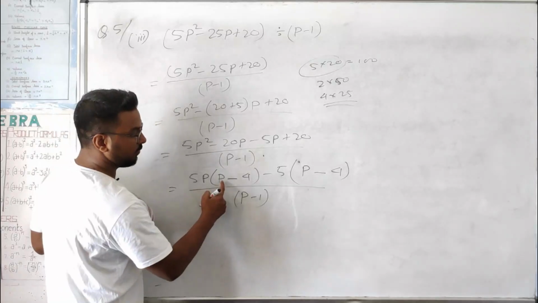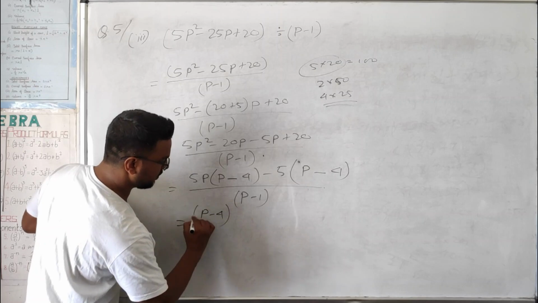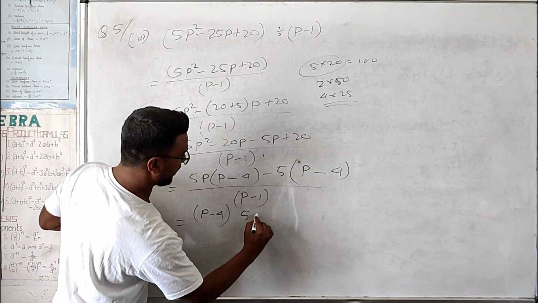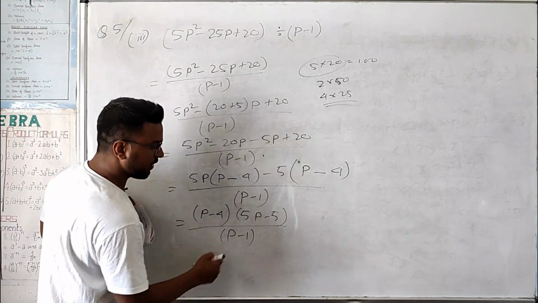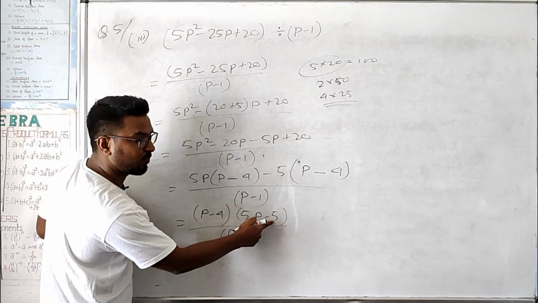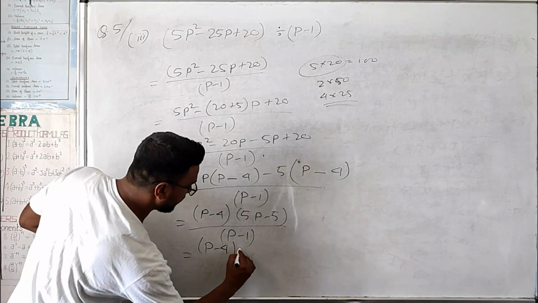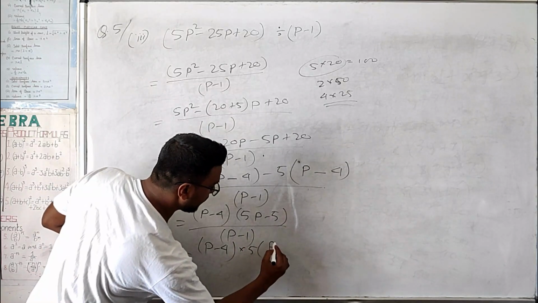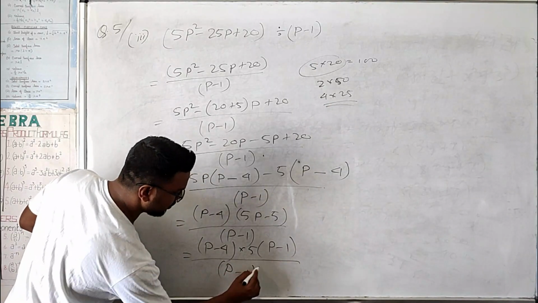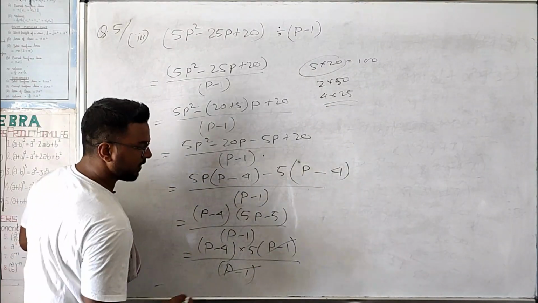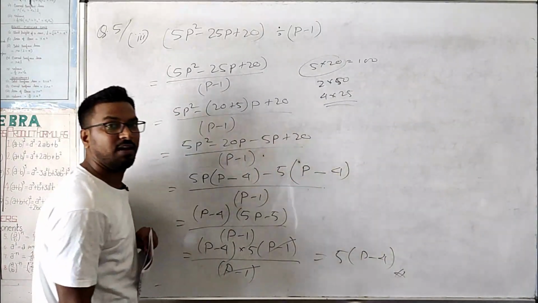So what is common again? p minus 4 is common. If you take out p minus 4, then 5p minus 5 will be left, divided by p minus 1. Now again, what is common here? 5 is common. If you take out 5, this can be written as p minus 4 into 5 times p minus 1, divided by p minus 1. If you cancel p minus 1, what will be left? 5 into p minus 4, and that is our answer.